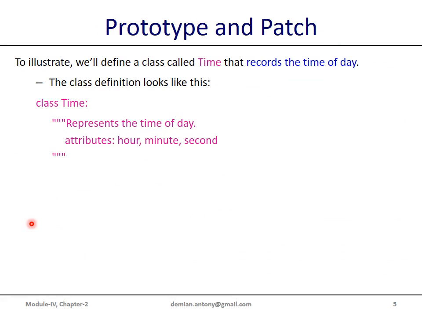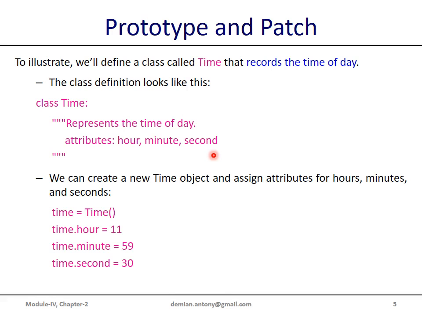As an illustration for the prototype and patch application development strategy, we will define a simple class called Time, which represents the time of day. The definition of this class looks like this: class Time, and we define three attributes. One attribute for the hour, one for the minute, and one for the second.